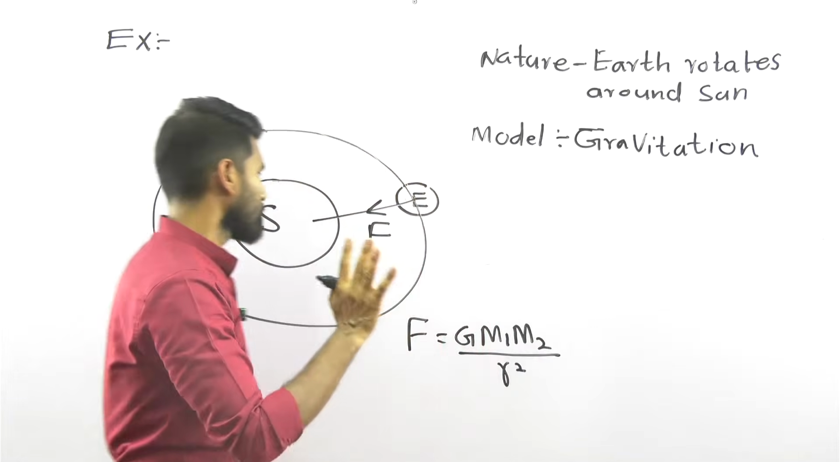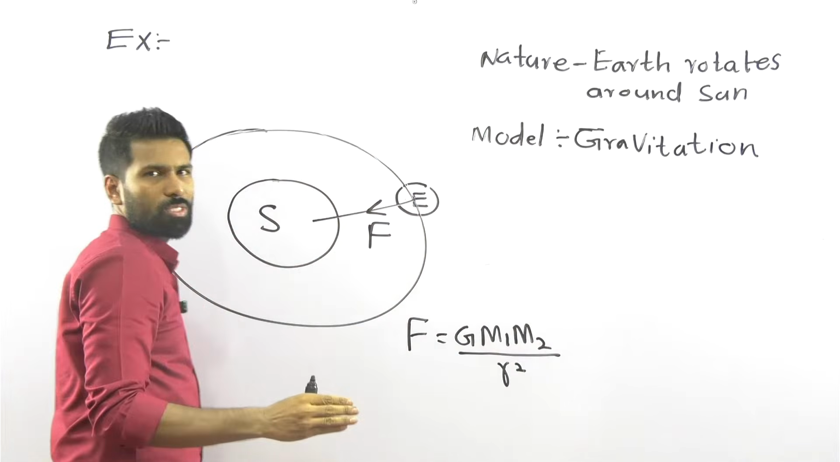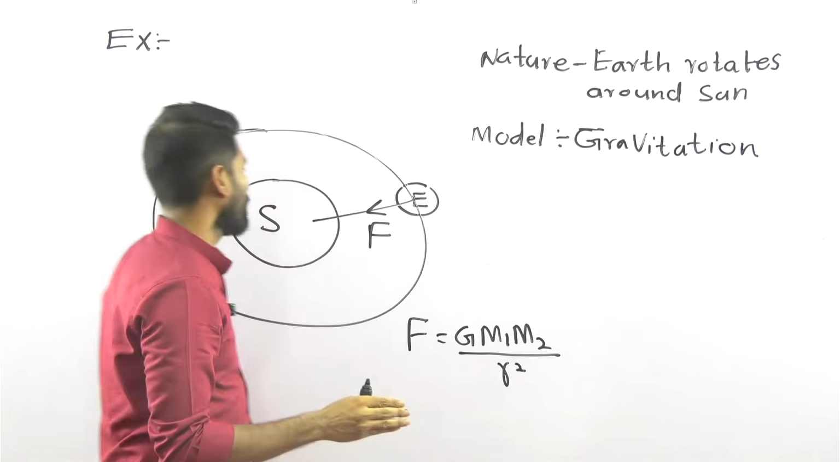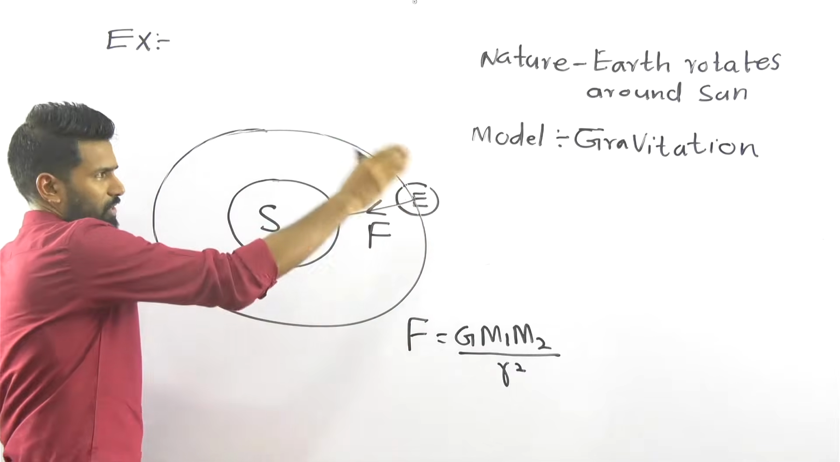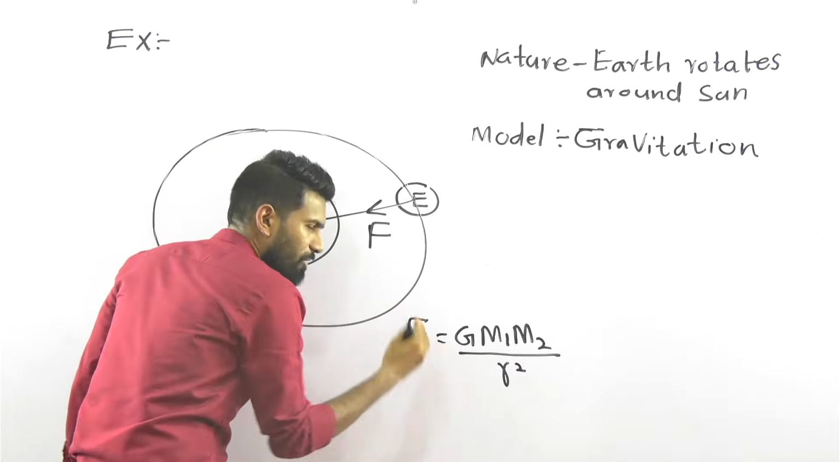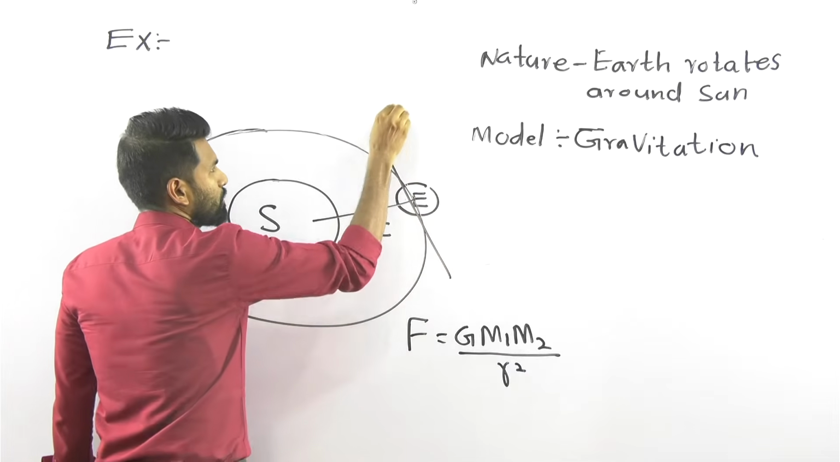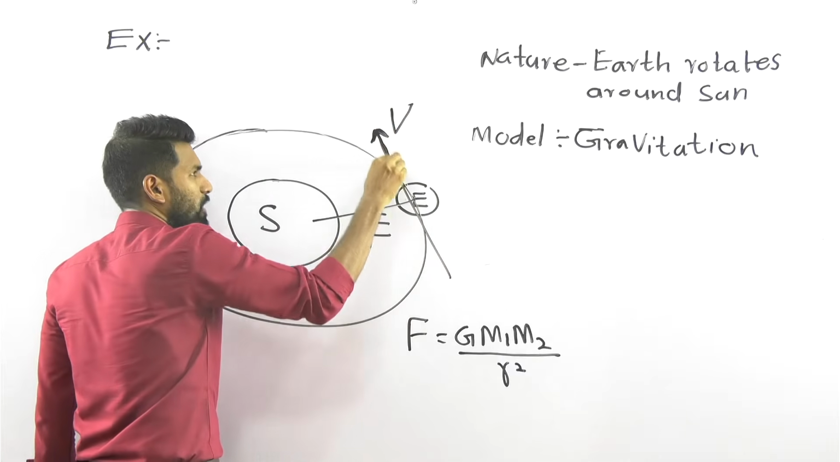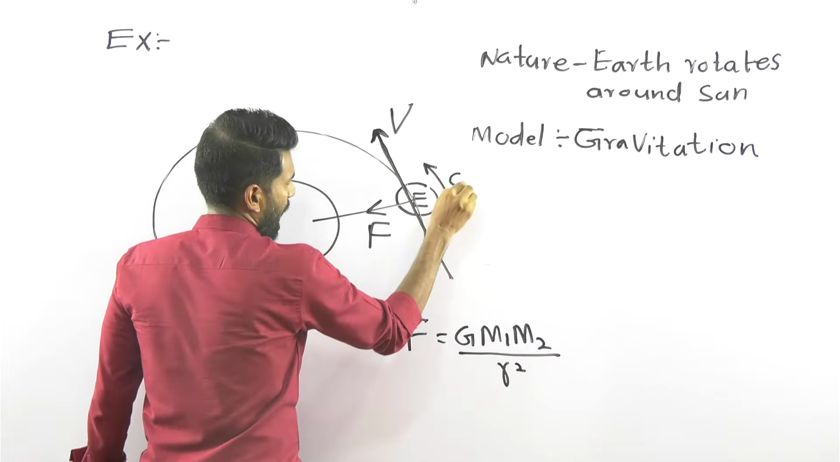Okay. So the nature is the Earth rotating around the Sun. To explain that, what happened? Newton gave the model of gravitational fields, gravitation, whatever. In that model, we have equations. And through these equations, many things are explained. Earth has a tangential velocity. And it has an angular velocity.